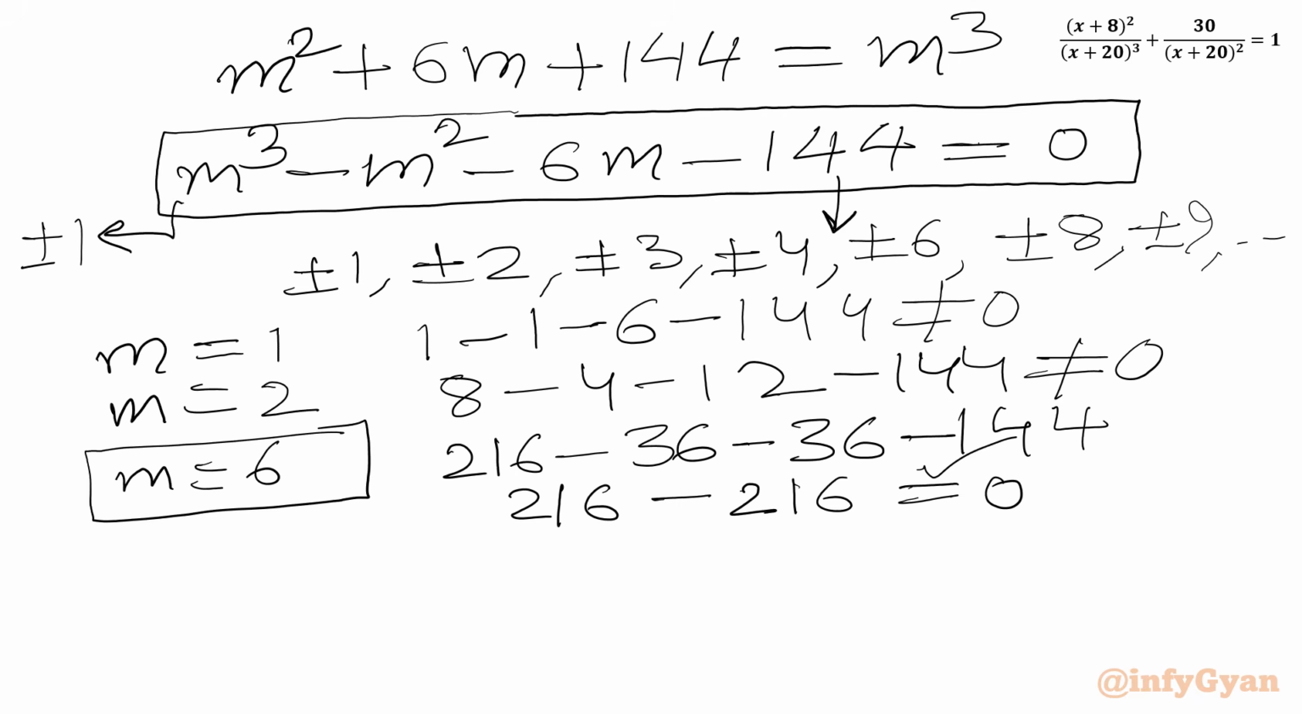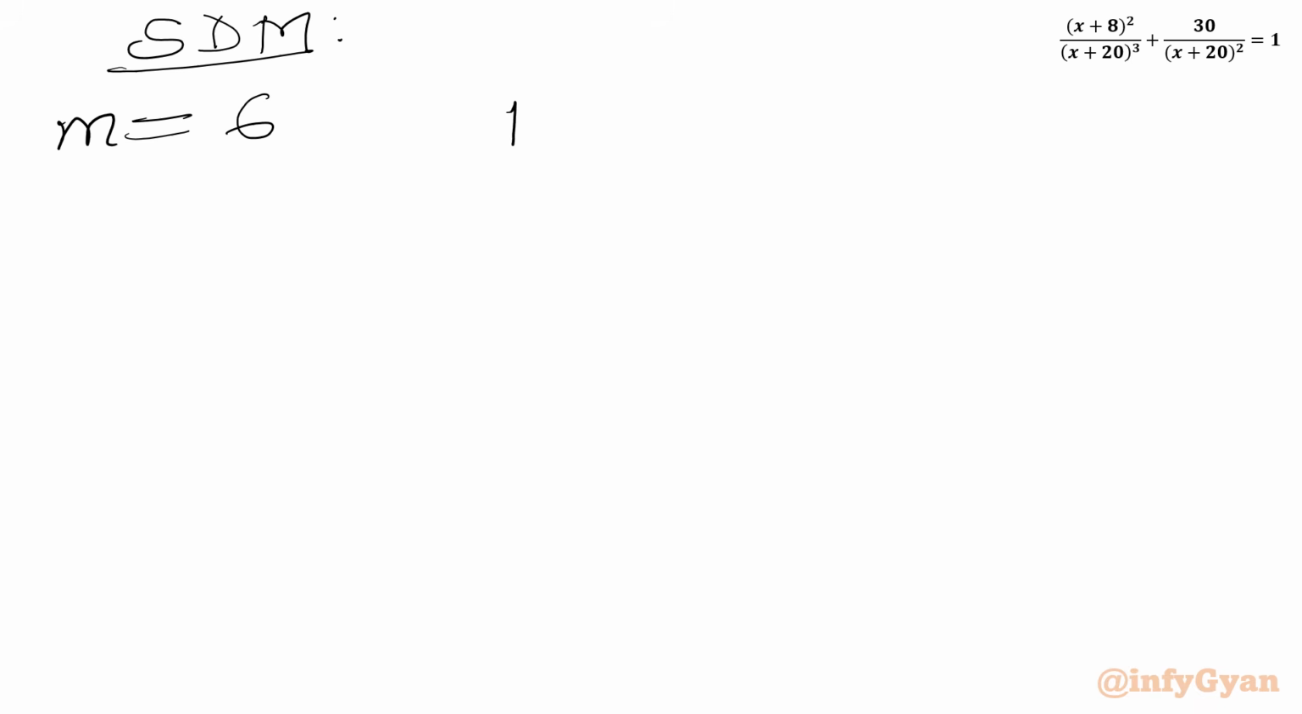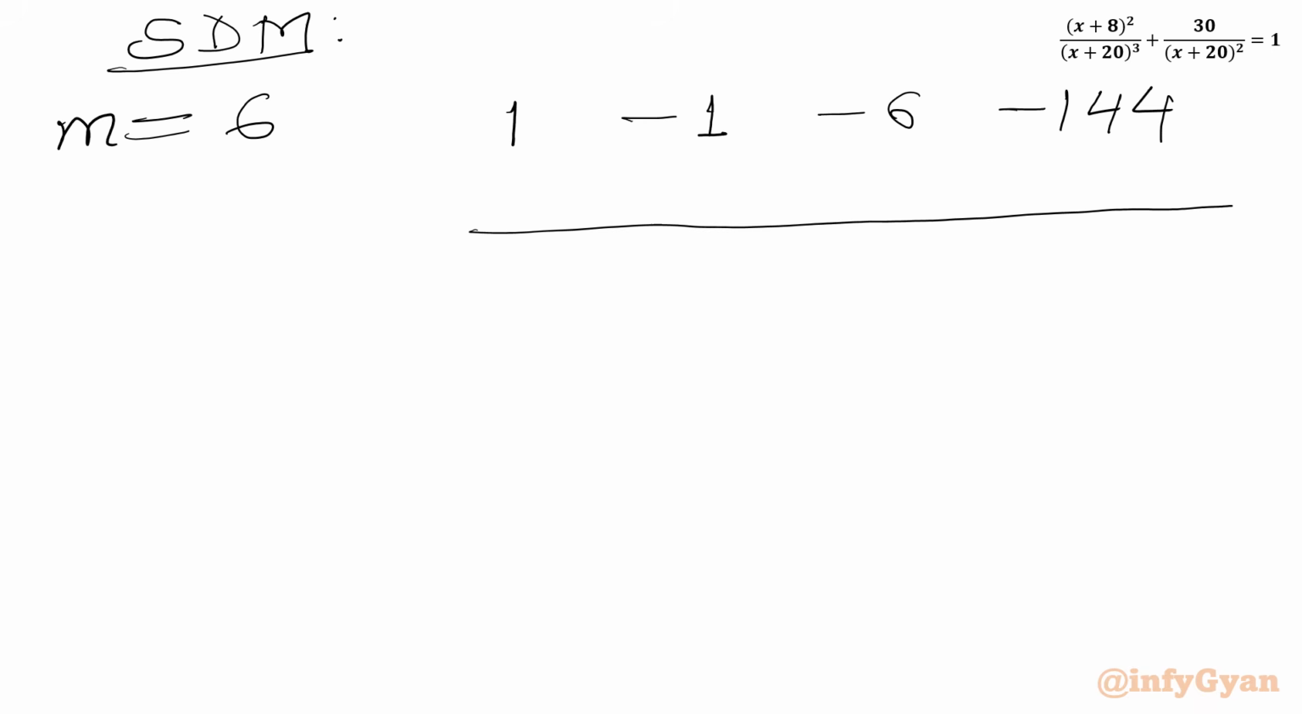Now we can use the synthetic division method. We need to write all the coefficients of the cubic equation. Base solution is m equal to 6. So the coefficients of the cubic equation are 1, minus 1, minus 6, minus 144. We'll consider the leading coefficient 1 as it is.